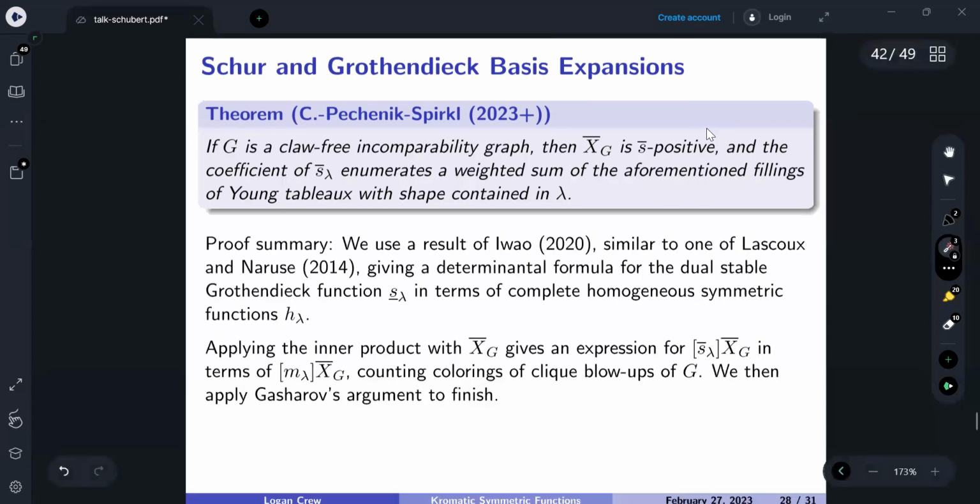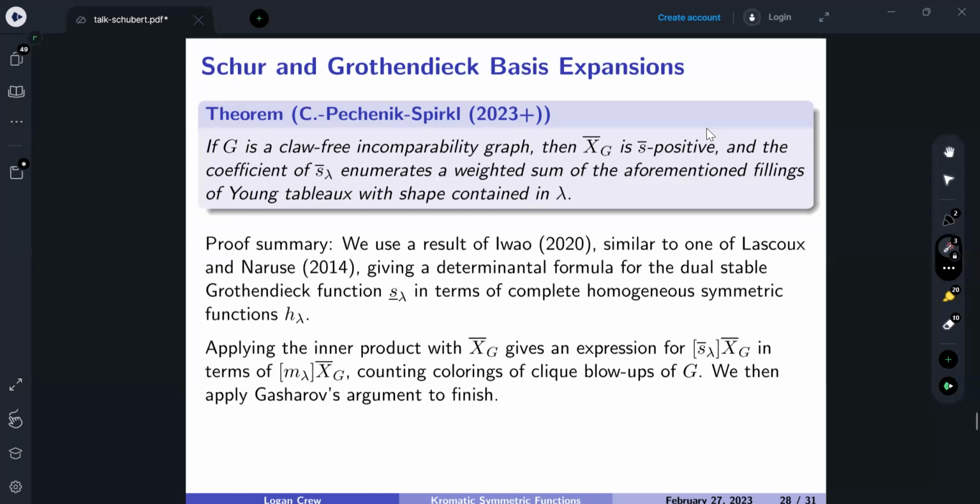To briefly summarize the proof, because I do not want to go into too much detail, and some of this is not going to be stuff I've talked about in the talk, but we give a determinantal formula for the dual stable Grothendieck function, which I am notating using Oliver's notation as the S underbar lambda. And we use this known result to expand it in terms of homogeneous symmetric functions. And basically, we're kind of trying to mimic Gasharov's proof by lifting it to the K-theoretic setting. We apply the inner product with this function. We end up with something that is counting these colorings of these clique blowups of G.